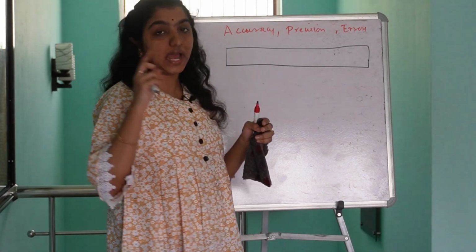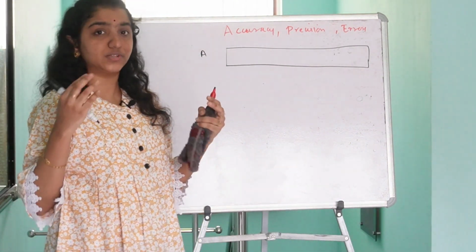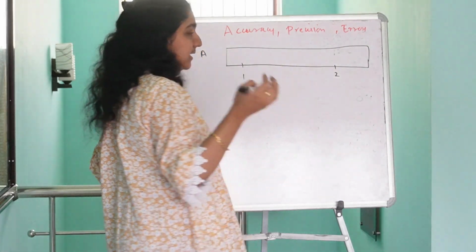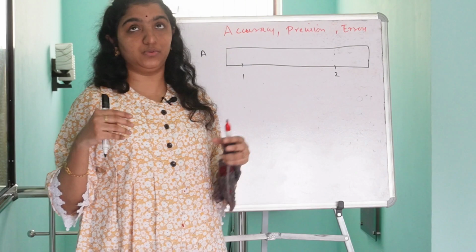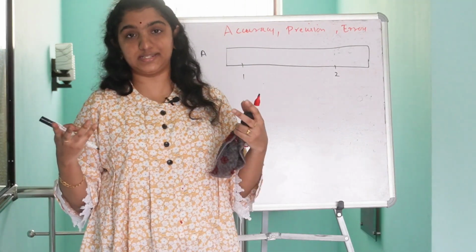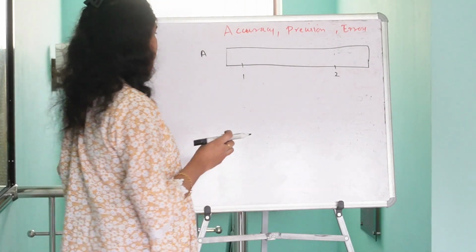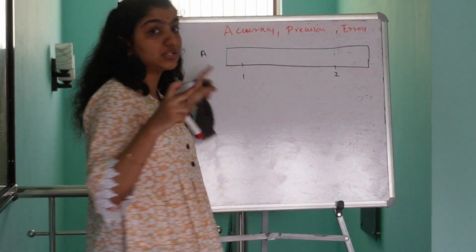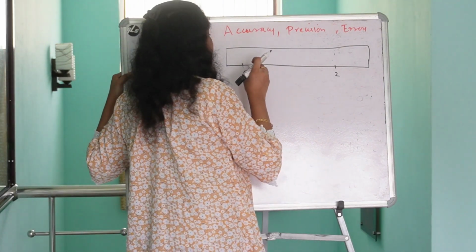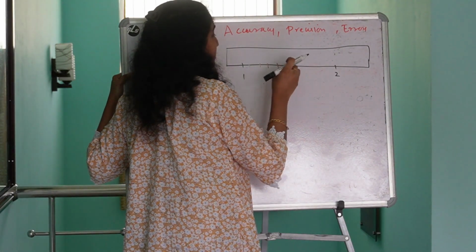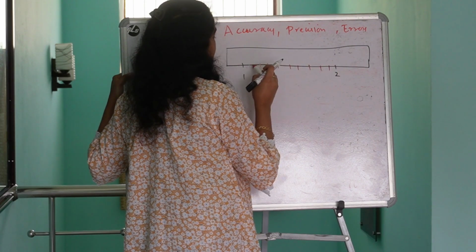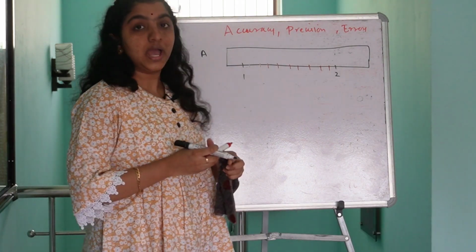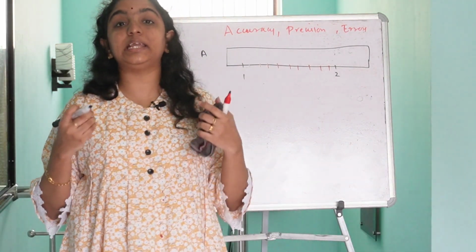Here in this instrument I am considering two adjacent values, any two adjacent values. Here I am considering 1 and 2. You can consider any two adjacent values, that is 1 and 2 or 5 and 6. Here I observed that between these two adjacent values there are 10 equal divisions: 1, 2, 3, 4, 5, 6, 7, 8, 9, 10.